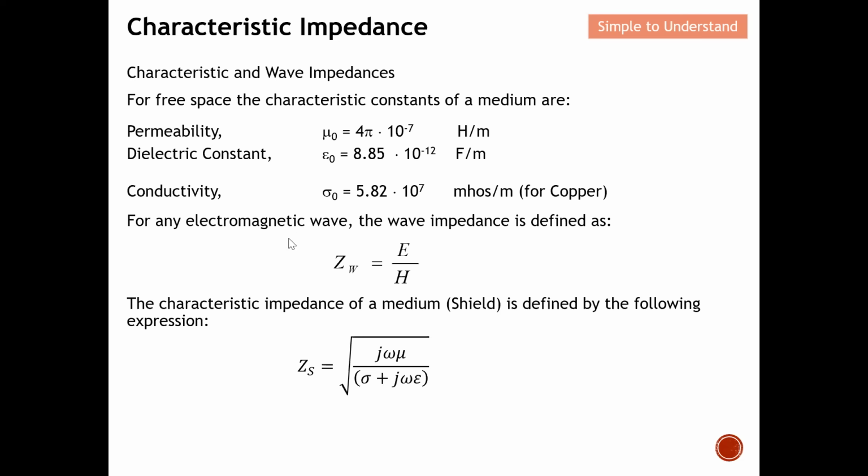Next, I will explain the key difference between wave impedance and the characteristics impedance. This formula I have explained earlier on, and this is the wave impedance. From this equation, you can see that wave impedance is equal to electric field over magnetic field. So basically this is the calculation of wave impedance.